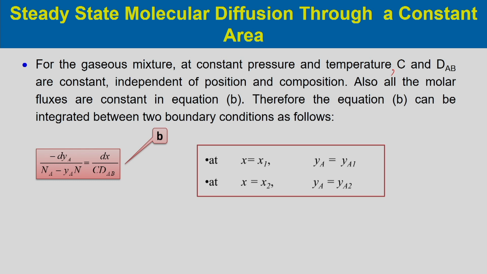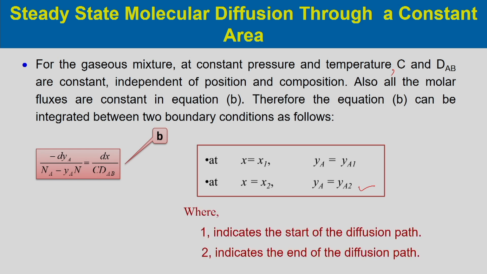At x is equal to x1, yA would be equal to yA1. yA is the mole fraction of component A in the gas phase. At x is equal to x2, yA would be equal to yA2. yA2 is the mole fraction of component A in the gas phase. So, 1 indicates the start of the diffusion path and 2 indicates the end of the diffusion path.